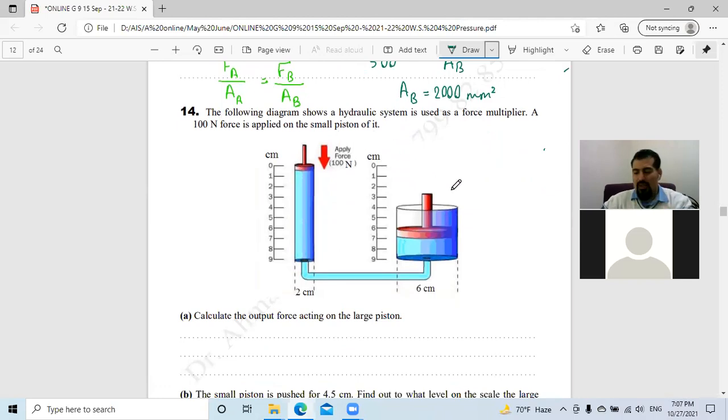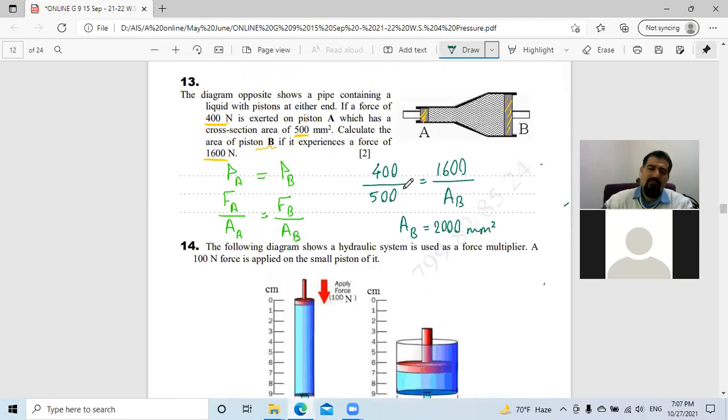Let's do cross multiplication. You cancel two zeros with two zeros, okay? For example, 5 times 16 divided by 4. 1600 divided by 4 is 400. Times 5 is 2000. Good? Okay?